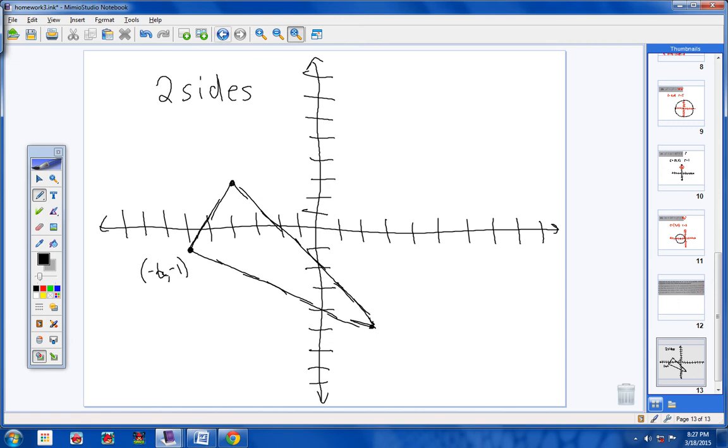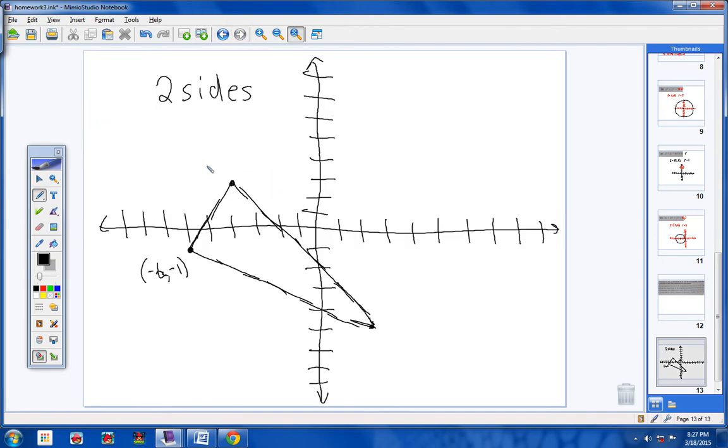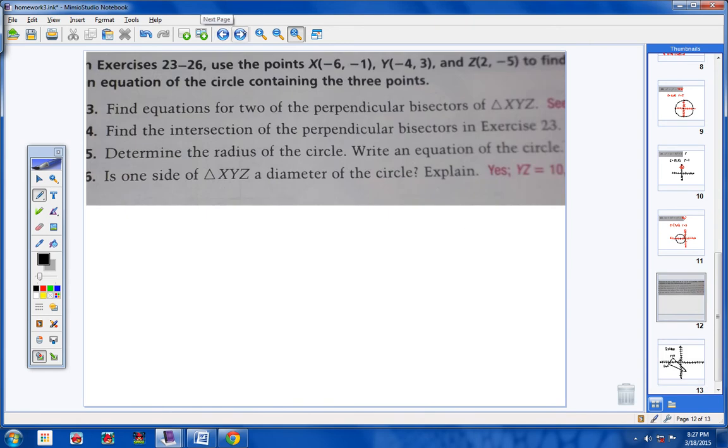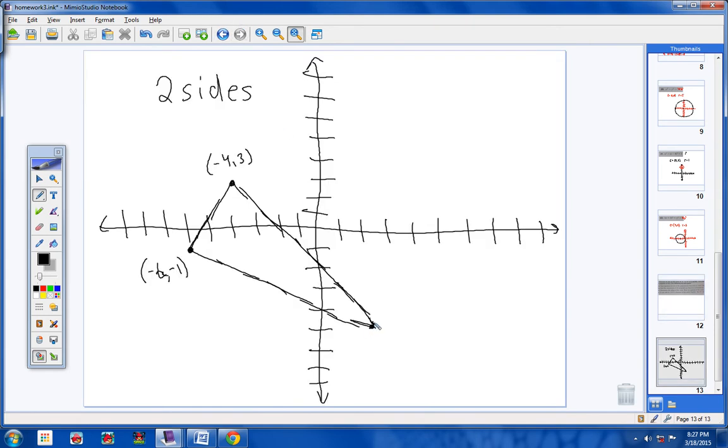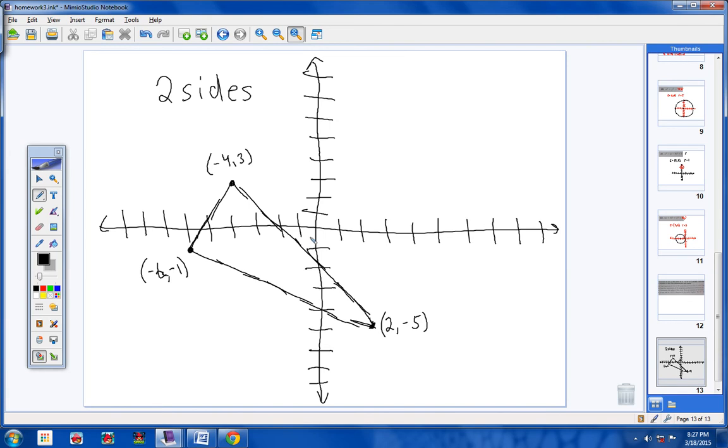Okay, here we go. Let's see here. What do we have? We have -4, 3. And we have 2, -5. Alright, here we go. Now, find 2 equations for 2 of the perpendicular bisectors, so it really doesn't matter which 2. I guess we'll use this one here.